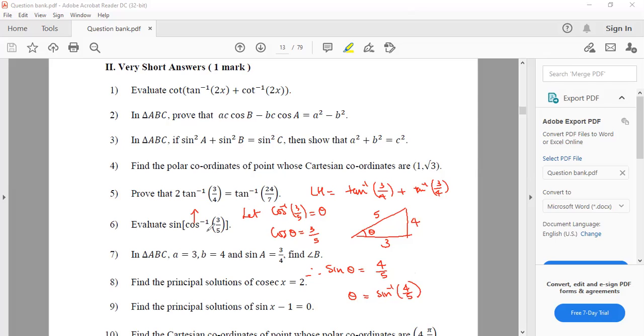So cos inverse 3 by 5, that is also theta, is the same as sin inverse 4 by 5. Now replace it. Therefore, sine of cos inverse 3 by 5 is sine of sin inverse 4 by 5. Now you can cancel them. So the answer is 4 by 5.